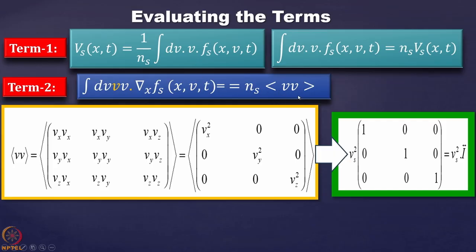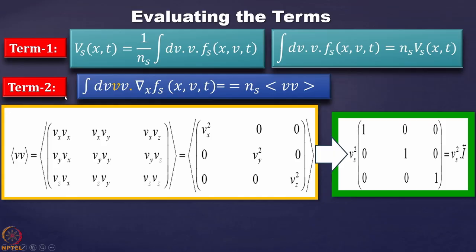So this <vv> average, this quantity is basically a tensor quantity having the components vx vx, vx vy, vx vz, then vy vx, vy vy, vy vz, and vz vx, vz vy, and vz vz. So the diagonal terms consist of vx square, vy square, and vz square, and the off-diagonal terms are like vx vy and vy vx, vx vz and vz vx, and vz vy and vy vz.